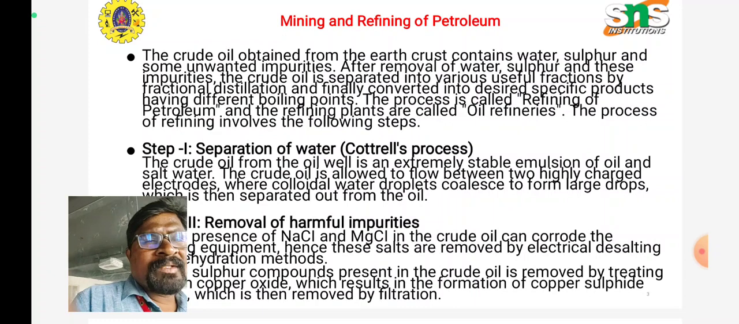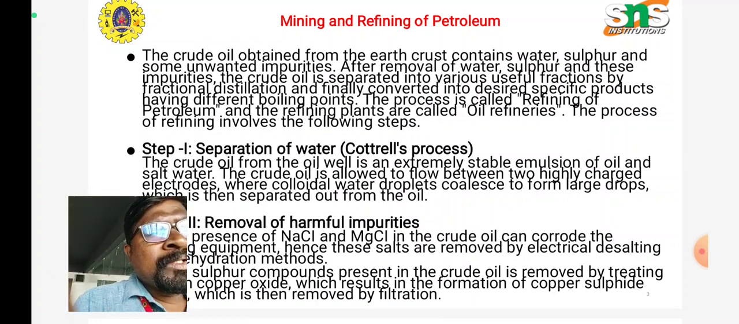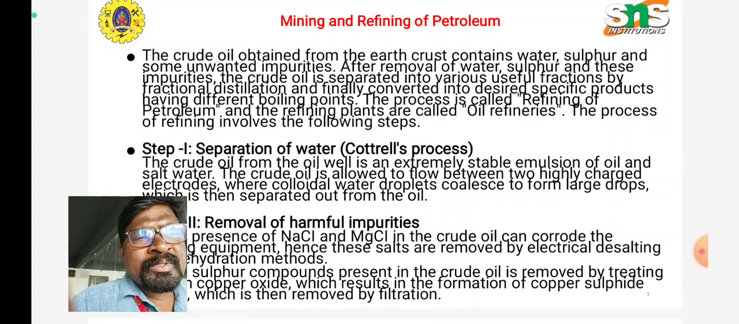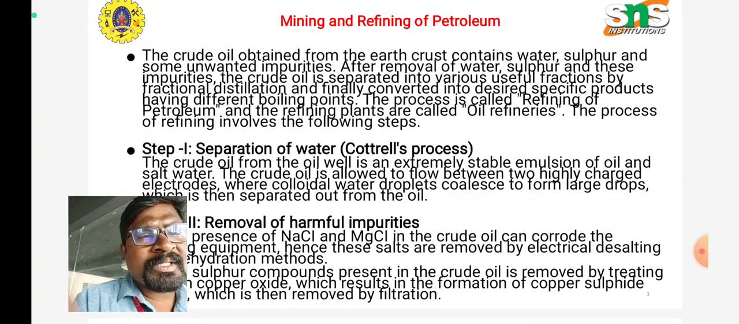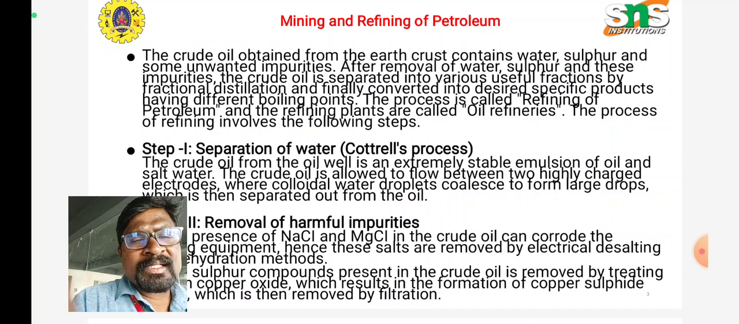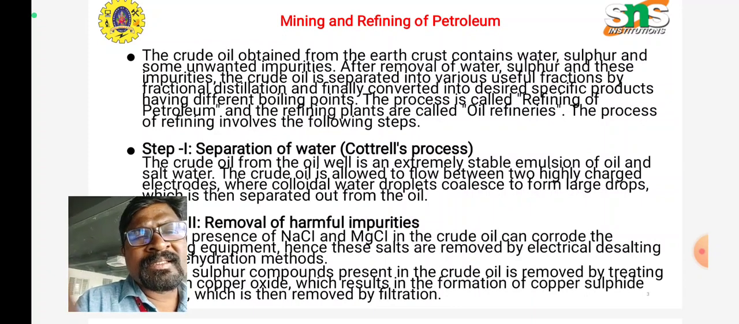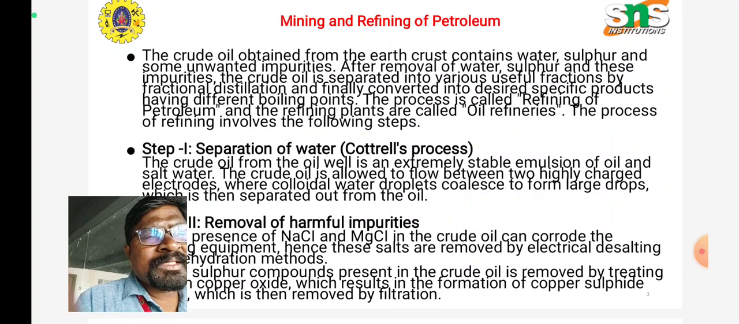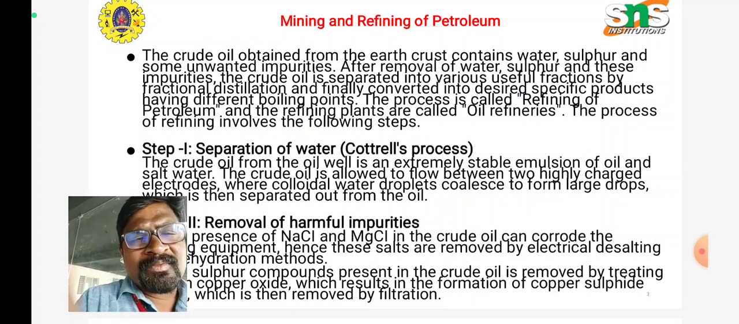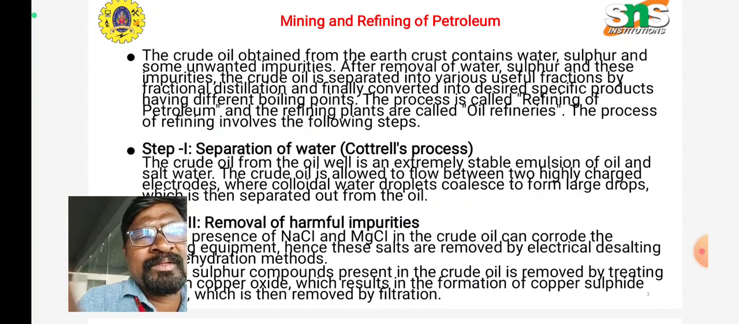The crude oil obtained from the earth's crust consists of water, sulfur and some unwanted impurities. After removal of water, sulfur and these impurities, the crude oil is separated into various useful fractions by fractional distillation and finally converted into desired specific products having different boiling points. So the process is called refining of petroleum, and the refining plant is called an oil refinery. The process of refining involves the following steps.